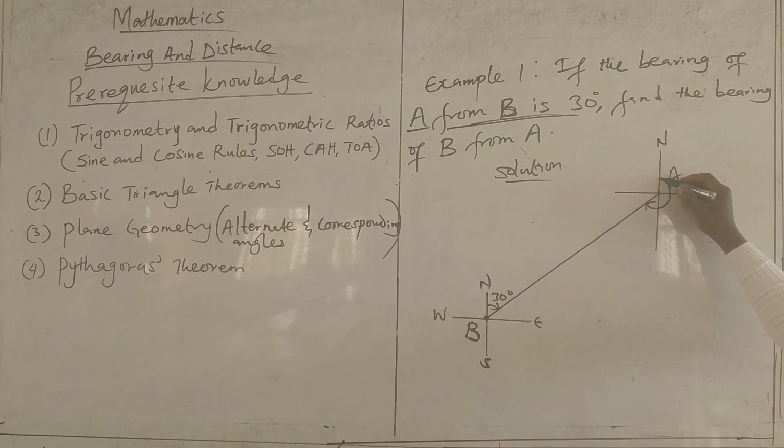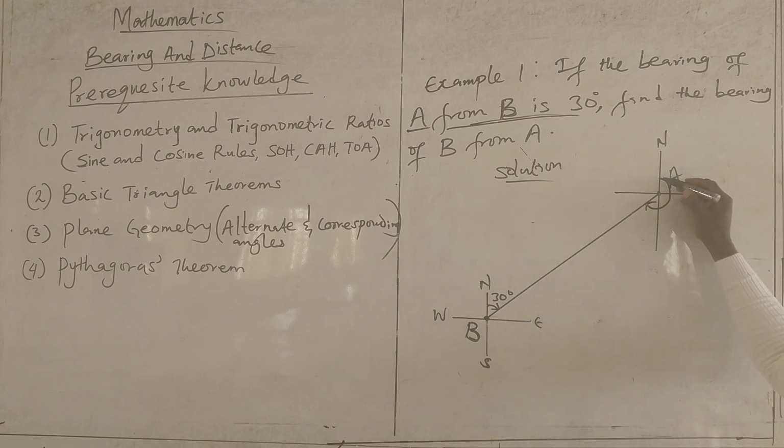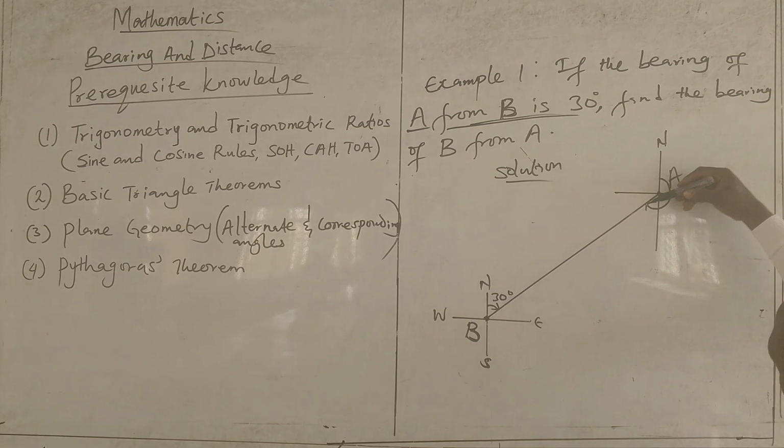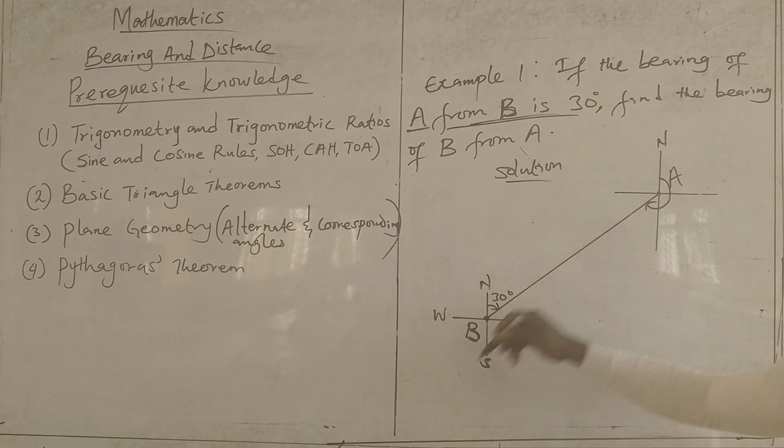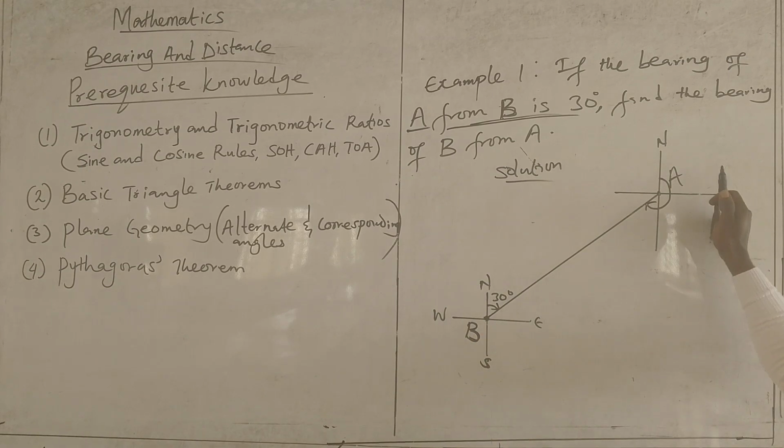So from the north, in a clockwise direction to this line, is the bearing of B. From where? From A. So B will take off with this angle. From where? From A. So B is going this way, in this direction, downward this way, while A will move with this angle and go upward.